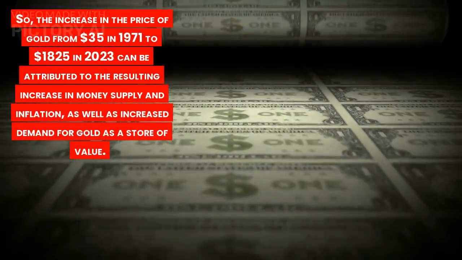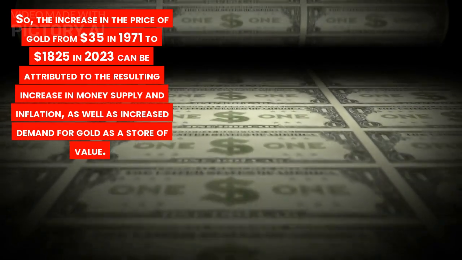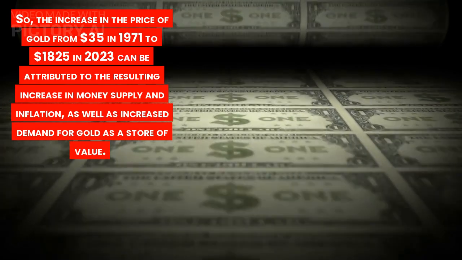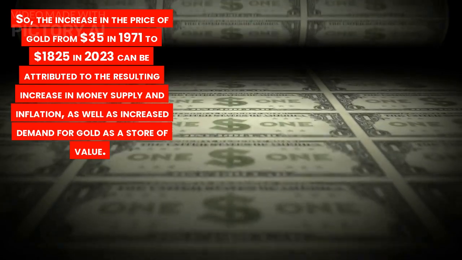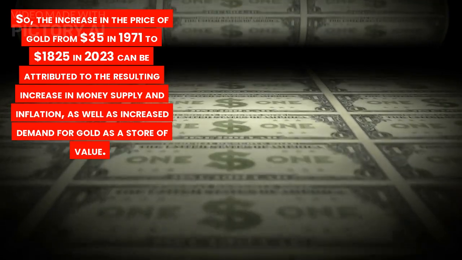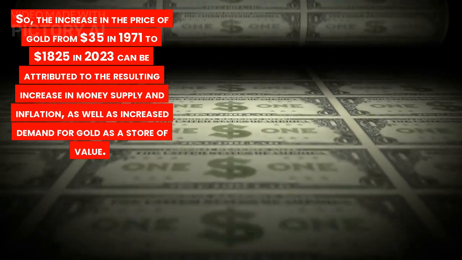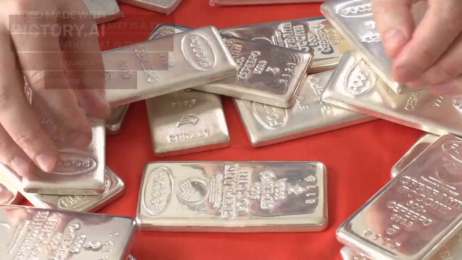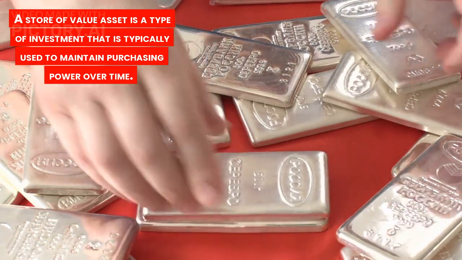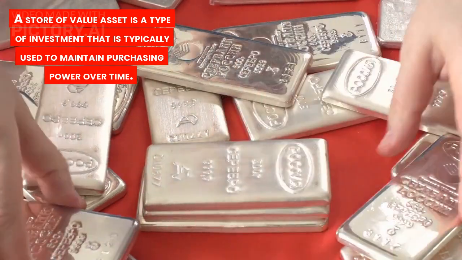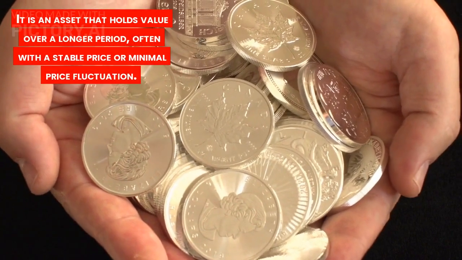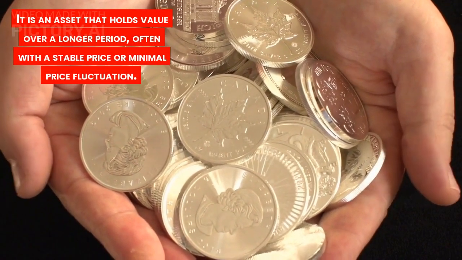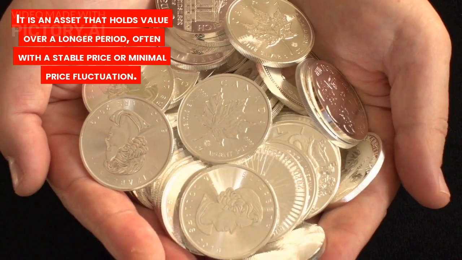So, the increase in the price of gold from $35 in 1971 to $1,825 in 2023 can be attributed to the resulting increase in money supply and inflation, as well as increased demand for gold as a store of value. A store of value asset is a type of investment that is typically used to maintain purchasing power over time. It is an asset that holds value over a longer period, often with a stable price or minimal price fluctuation.